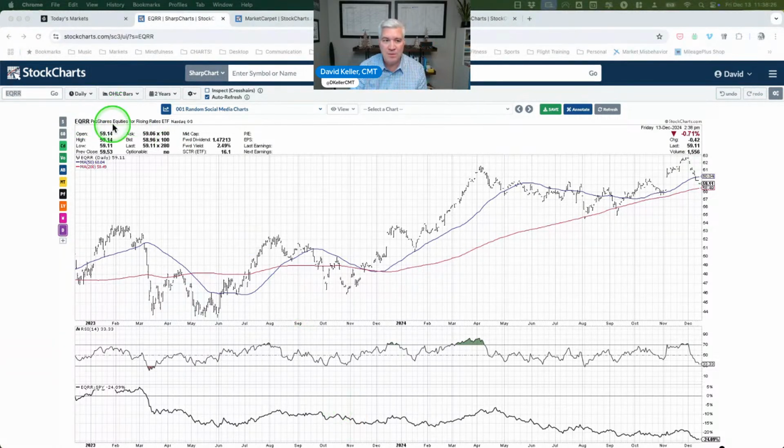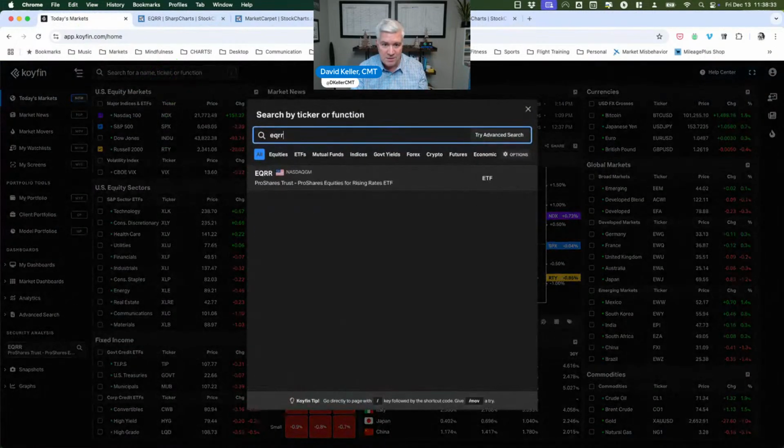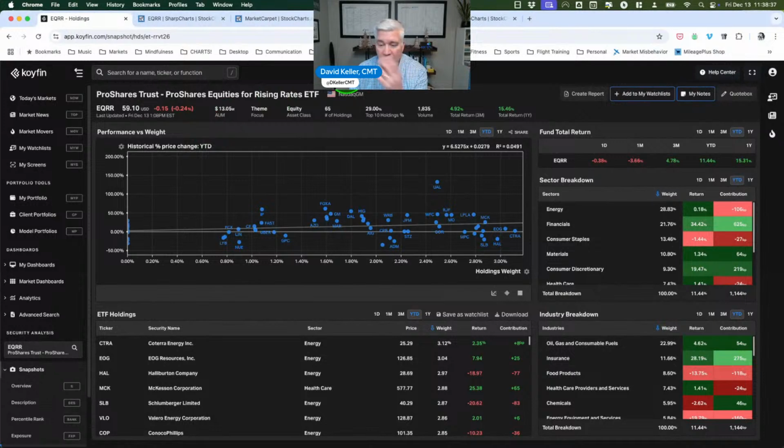So I would say with something like the rising rates ETF, I would look somewhere where you can find holdings. I'm using Koyfin. This is what I use for this, but there are a couple of websites you can look for and figure it out. But I would argue, as part of your due diligence when you're looking at an ETF, look at the companies that are being held, the sector distributions.